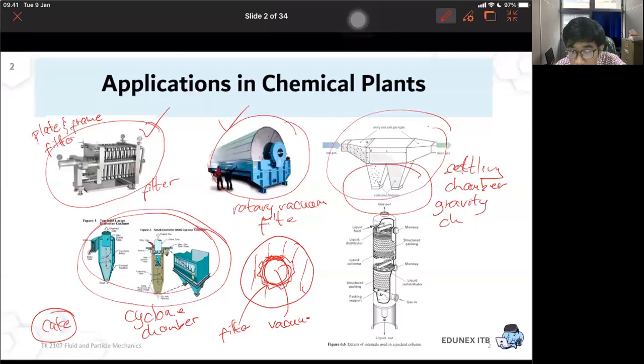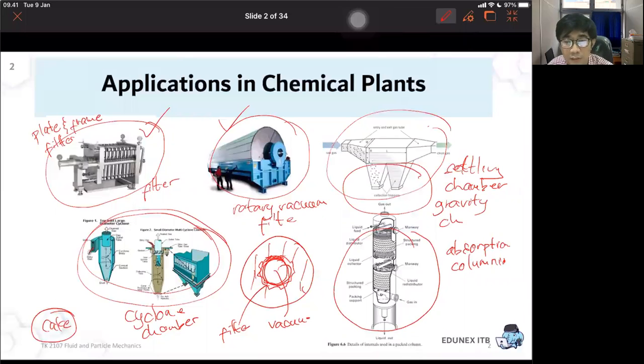Okay, and this one is a bit different from the others. This one is an absorption column. In an absorption column, do you know absorption? Or have you heard about the process called absorption? Sir, is it absorption or adsorption, sir? There are two types of operation. We have absorption and adsorption, and as a chemical engineering student, you need to know what the difference is, at least when you graduate.